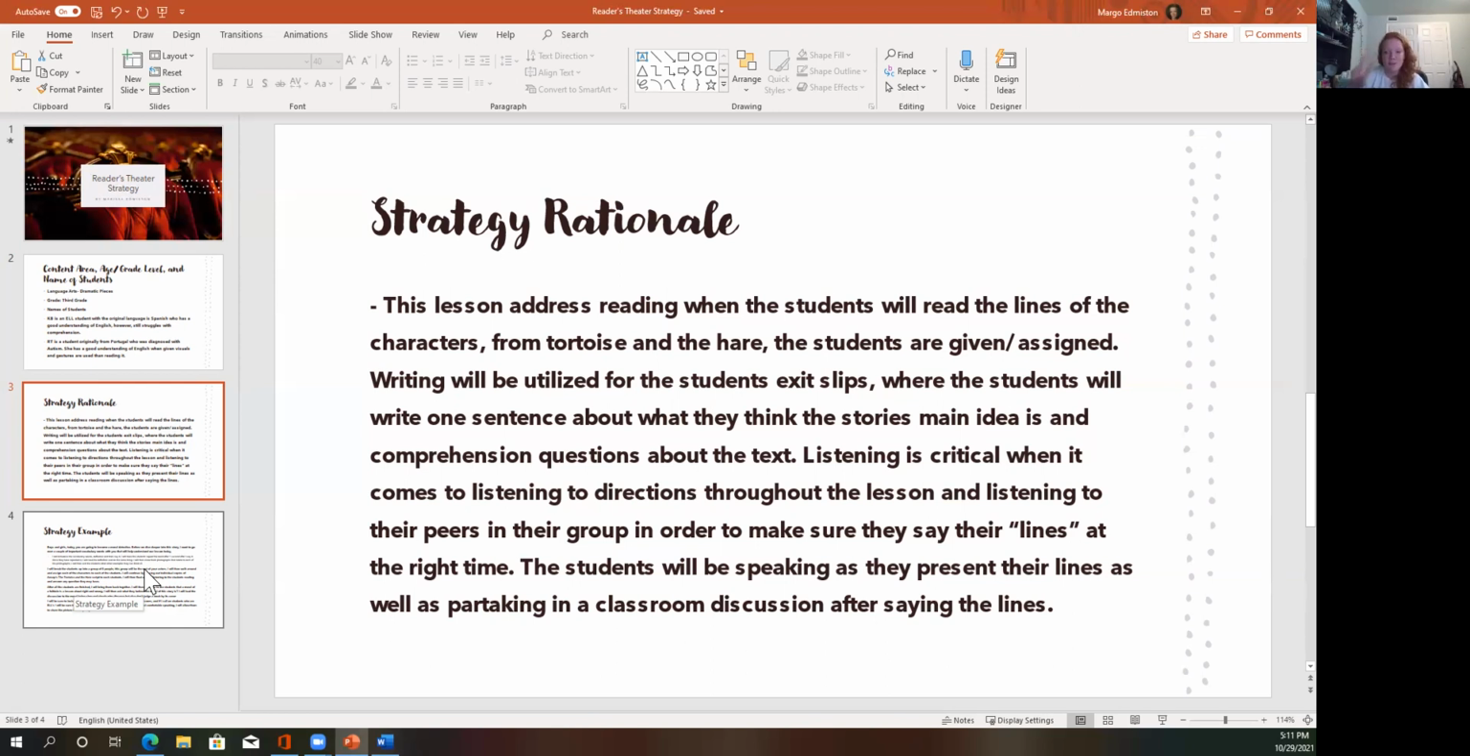The exit ticket will have 2 questions. What do you think the moral of the story is? And if you were the tortoise or the hare, would you change? If you could change a point in the story, what would it be and why?